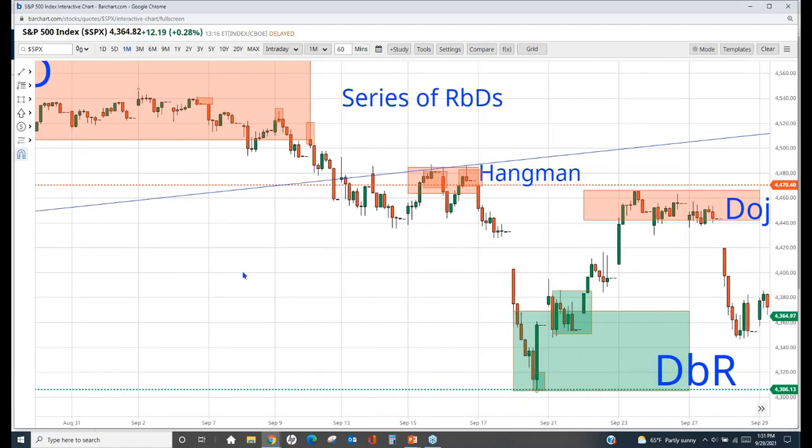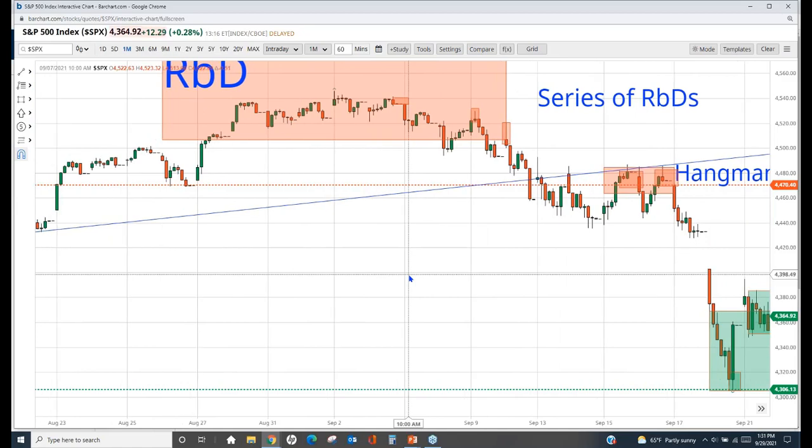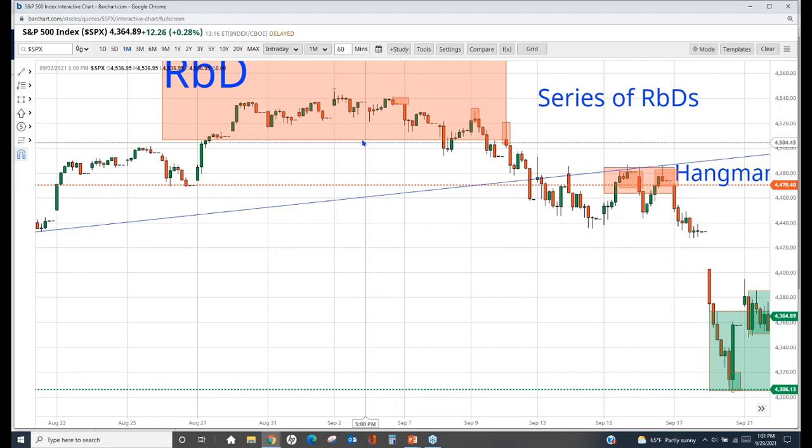And let's look at that topping formation that we saw in our weekly box. Rally-based drop, rally-based drop, rally-based drop, rally-based drop, rally-based drop. Now, what's kind of cool about this one is it looks like the market is transitioning from what we normally would have thought of in the stock market recently as buying the dip, buying drop-based rallies.